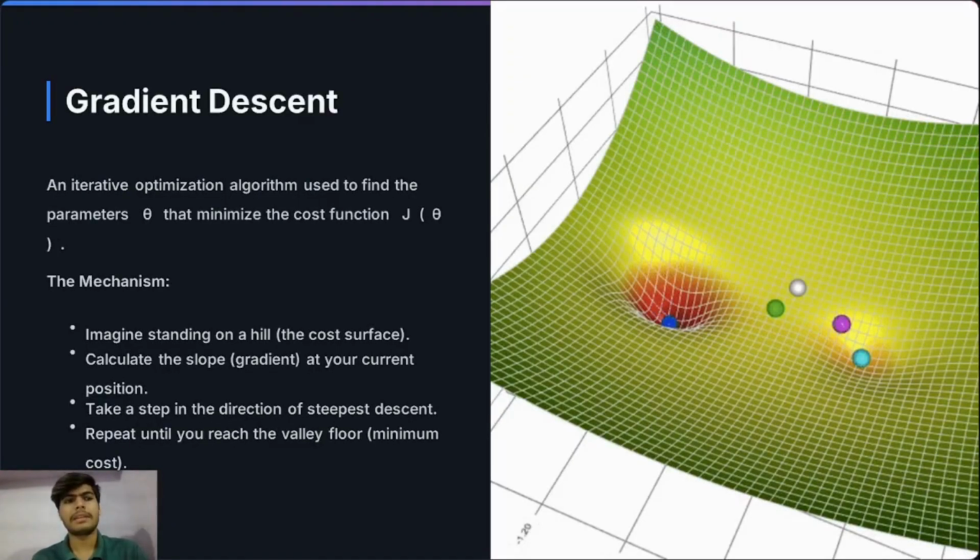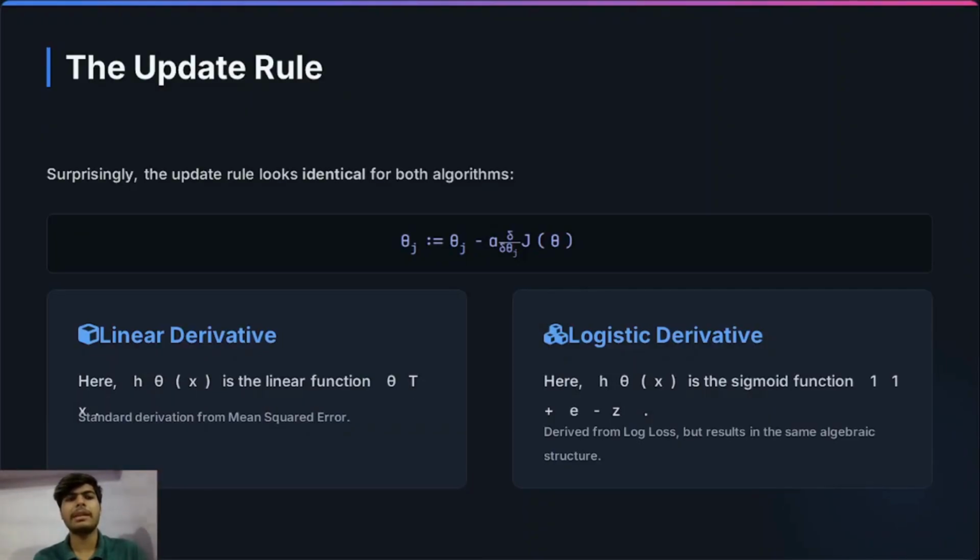Gradient descent is an iterative optimization algorithm used to find the parameter theta that minimizes the cost function J of theta. The mechanism is imagine standing on a hill. The cost function calculates the slope at your current position. Take a step in the direction of steepest descent. Repeat until you reach the valley floor, the minimum cost. Surprisingly, the update rule looks identical for both algorithms, which would be this formula.